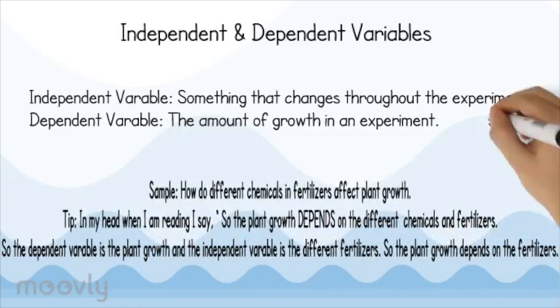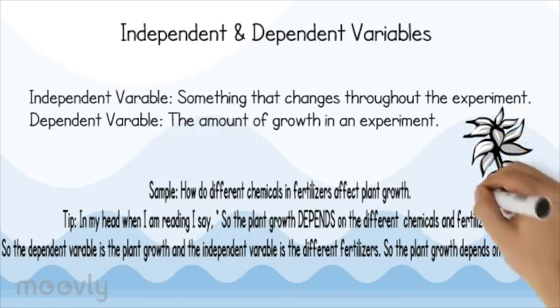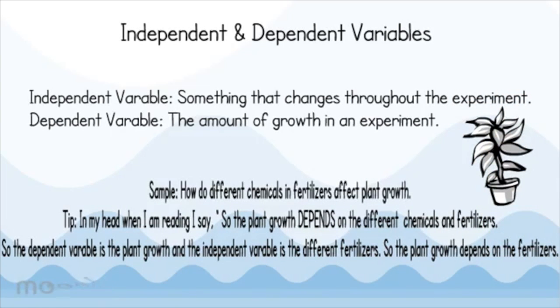So a short tip that I do is in my head when I'm reading, I say the plant growth depends on the different chemicals and fertilizers. So the dependent is the plant's growth and the independent is the different fertilizers.